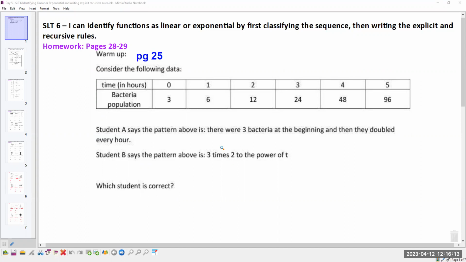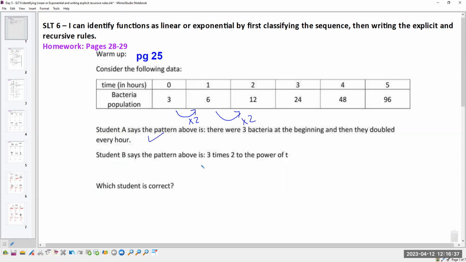Okay, so after you've tried this on your own, you should realize that actually both students are correct. Let's take a look. Student A says the pattern is there are 3 bacteria at the beginning and then they are doubled every hour. And sure enough, if we multiply by 2, that's exactly what's happening. So student A is correct.